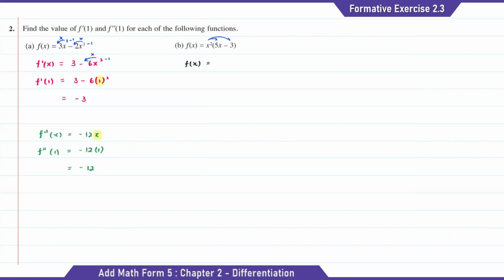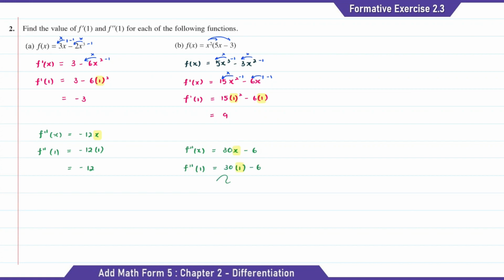Question B. First, we're going to expand this: 5x cubed minus 3x squared. Then the first derivative will be 15x squared minus 6x. Next, substitute x with 1. This is equal to 15 minus 6, which is 9. And for the second derivative, it will be 30x minus 6. To find the value, substitute x with 1. This is equal to 30 minus 6, which is 24.